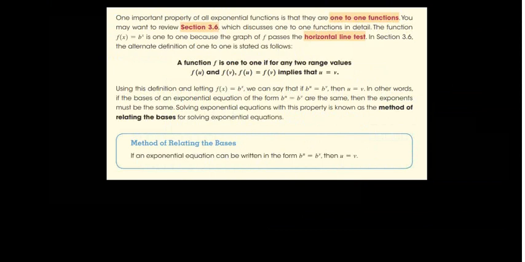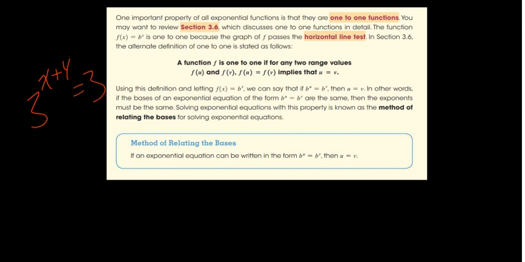And of course, here is an alternate definition of a one-to-one function that we've seen before. Using this definition and letting f of x equal b to the x, we can say that if b raised to the u power is equal to b raised to the v power, then u is equal to v, which makes sense, right? If I have 3 raised to the x plus 4 power, and that's equal to 3 raised to the x plus 2 power, well, the bases are the same, so therefore all I need to do is equate my exponents.